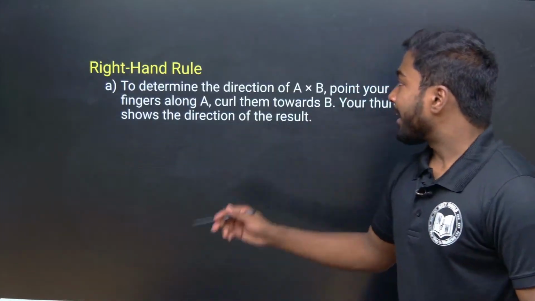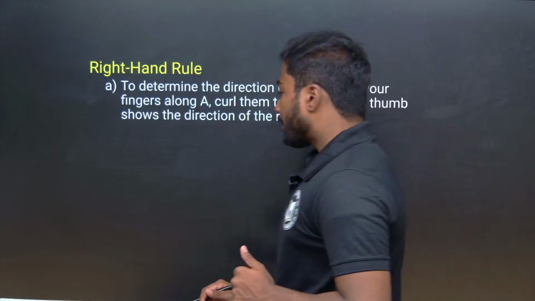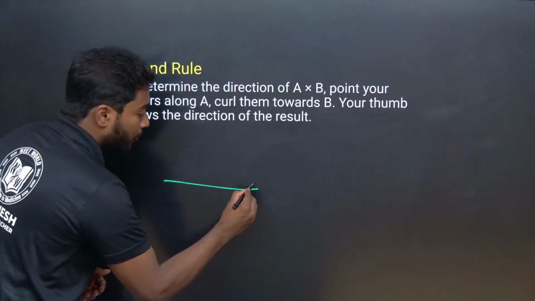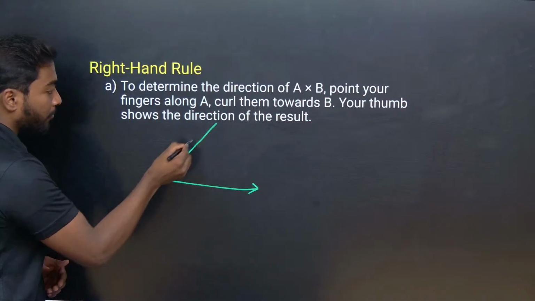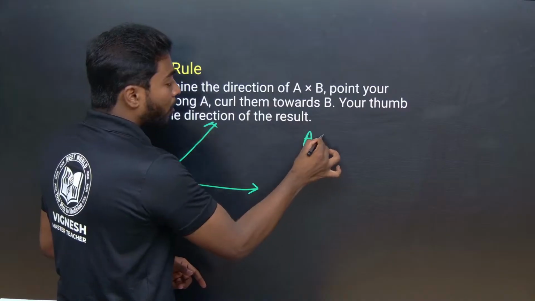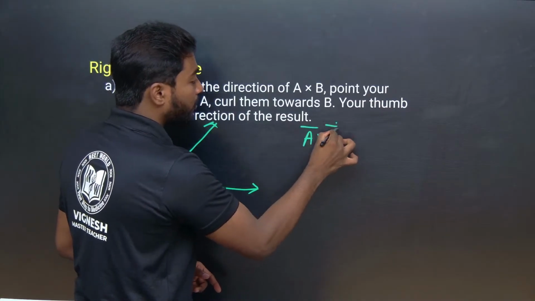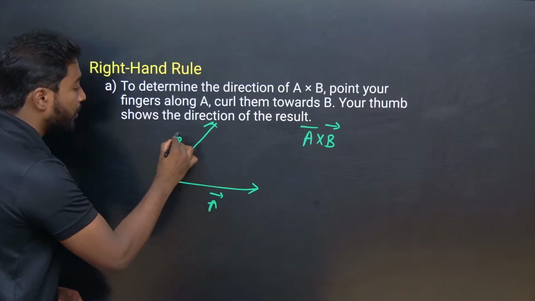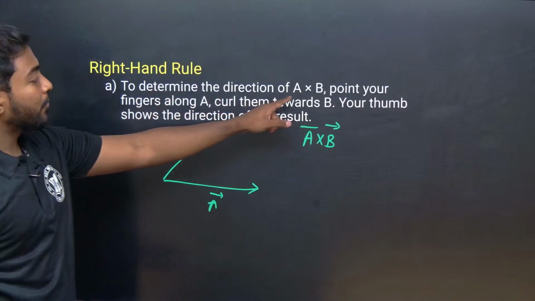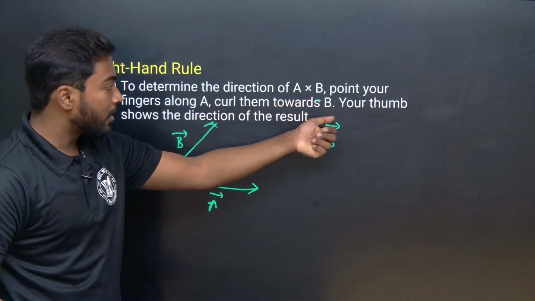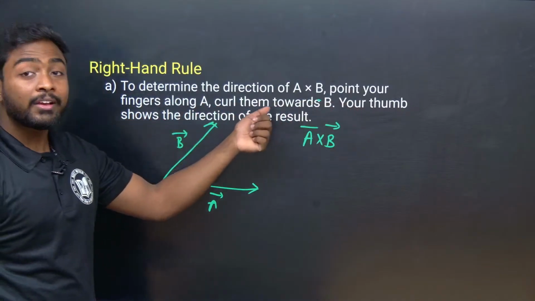Now, the right hand thumb rule. One more thing: how the resultant vector comes. If I take vector A and vector B, and I take A cross B, from A to B. To determine the direction of A cross B, point your fingers along A, curl them towards B. Your thumb shows the direction of the resultant.